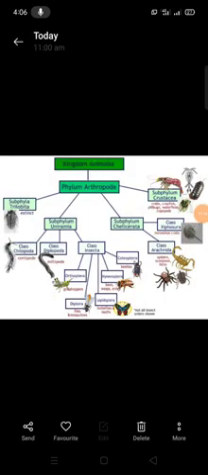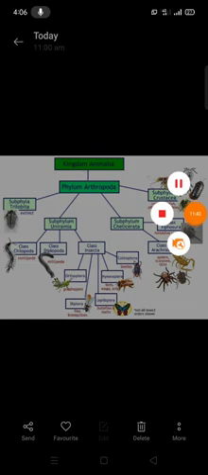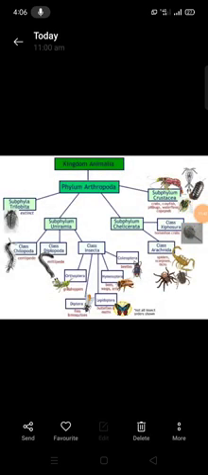This includes prawns, crabs, lobsters, and crayfishes. They are aquatic. Head and thorax are fused, forming cephalothorax.